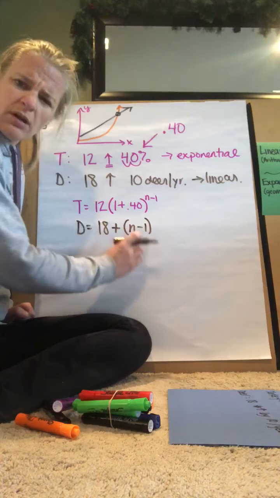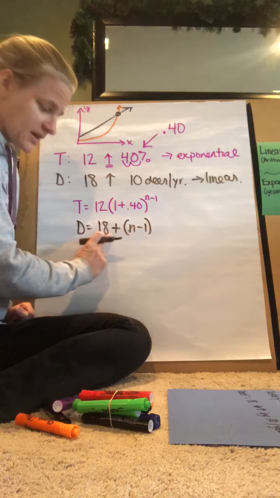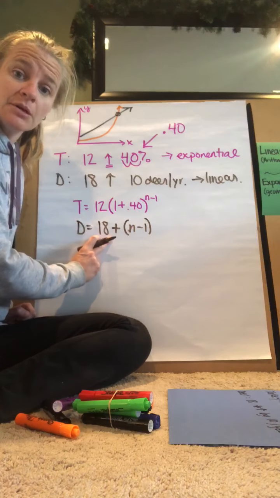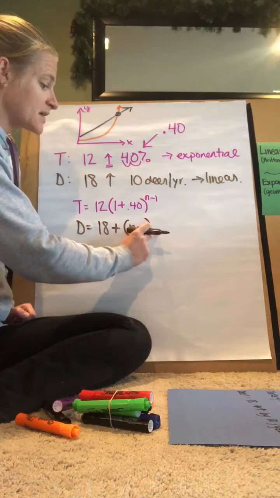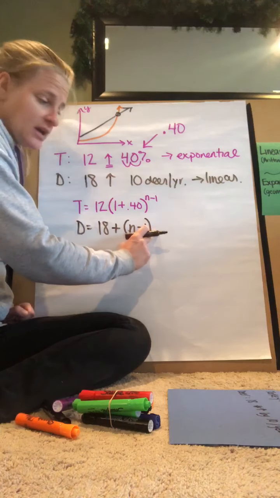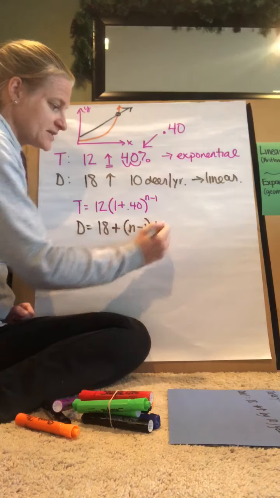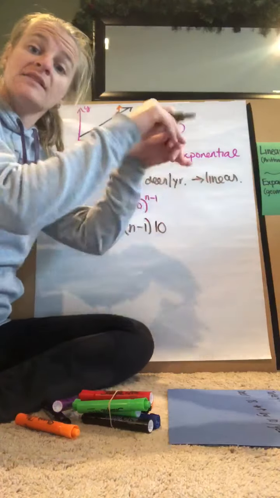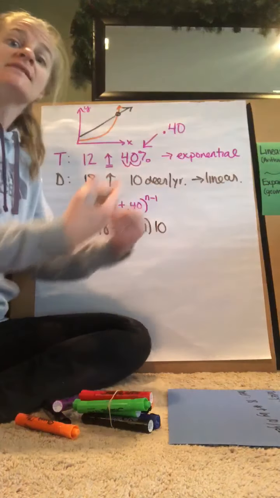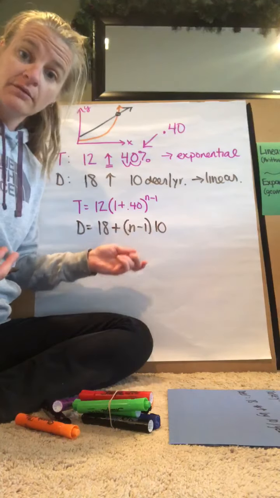Plus n minus 1. Why is that? Take 1 away because I already included the first term, right? Times the common difference. In this case, the common difference is 10. We're adding 10 each time. If we were taking 10 away, it'd be negative 10, okay?